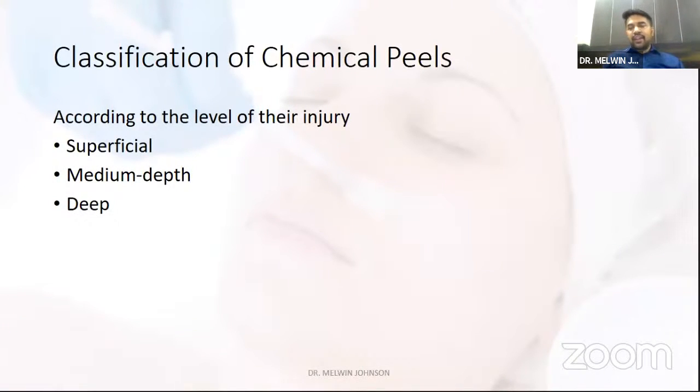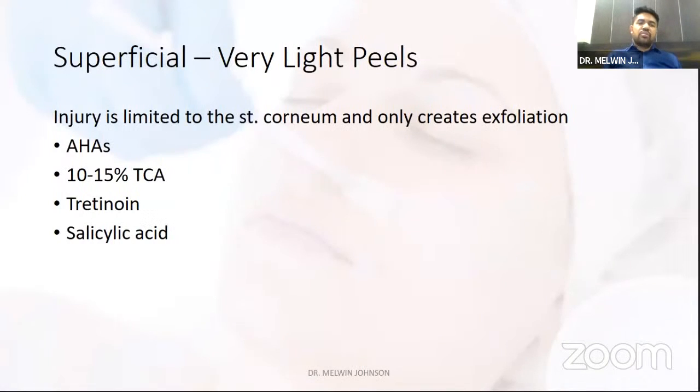So they are classified as very superficial, affecting only the stratum corneum. A little more superficial would go through the entire depth of the epidermis. Then there are medium depth peels, and the very deep peels. Medium depth peels come in and around the reticular dermis, and the very deep ones go to the entire depth of the reticular dermis also. So superficial peels are the very light peels.